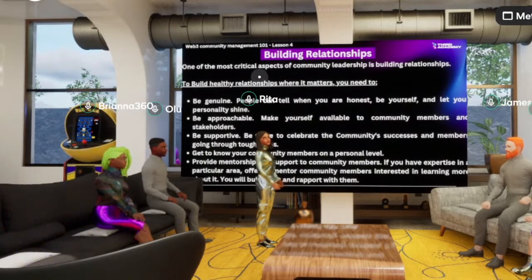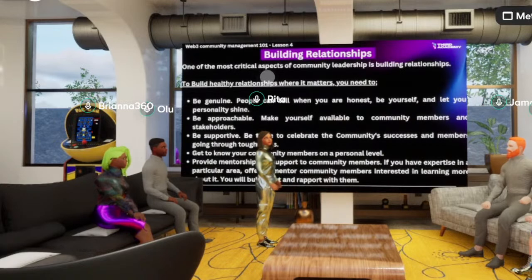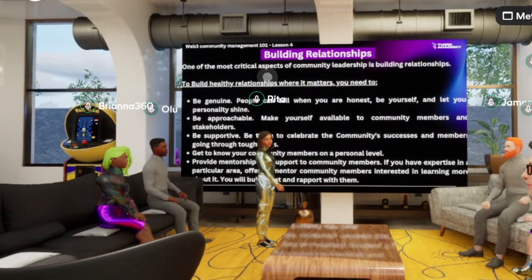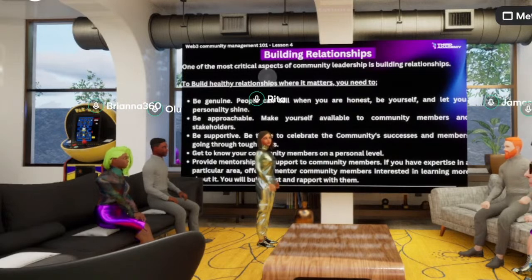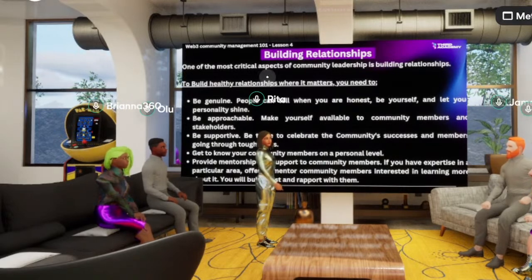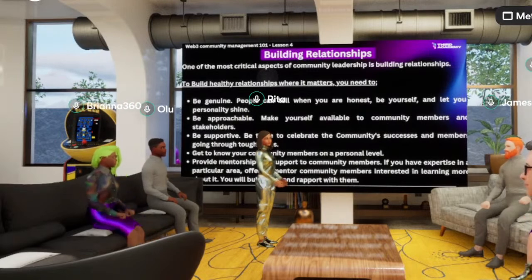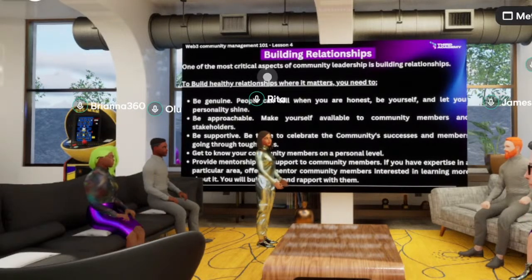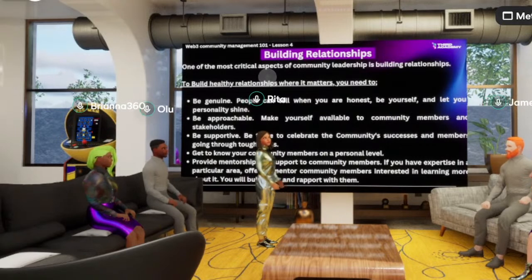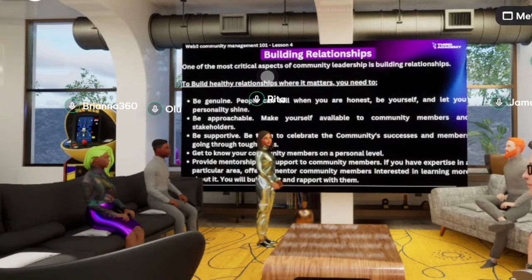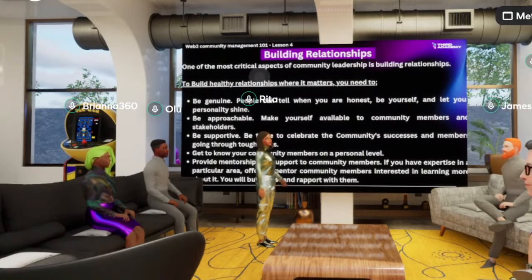And also be supportive, be there to celebrate the community's success, right? So if there's a community member that has just landed a job and they've always shared the story of how they're looking for a job and now they have that job, celebrate with them, right? So celebrate their success. Also, when they're going through a tough time, also offer support. And then get to know your members on a personal level, right? So building relationship in this case goes beyond what happens in the general chat, right?